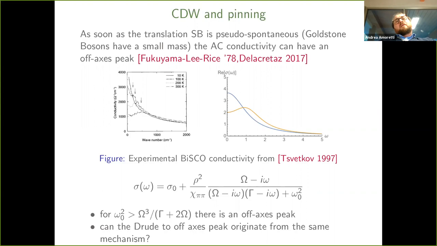Well, I read this. Regarding the Drude weight, how can you really be sure about the sum rules when your conductivity is not anymore Drude?